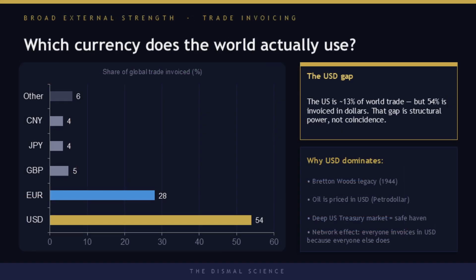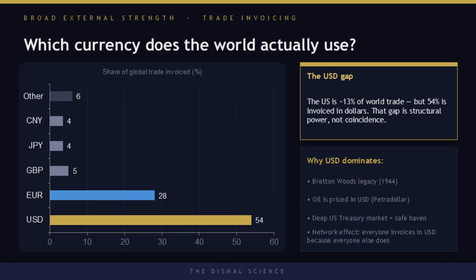Let's talk about the third lens, broad external strengths. And this is where it gets really interesting. Look at this chart, the share of global trade invoiced in each major currency. The dollar is at around 54%, and the euro is second at about 28%. Everyone else is far behind. Meanwhile, the United States accounts for roughly 13% of global trade, but 54% of global trade is invoiced in dollars.